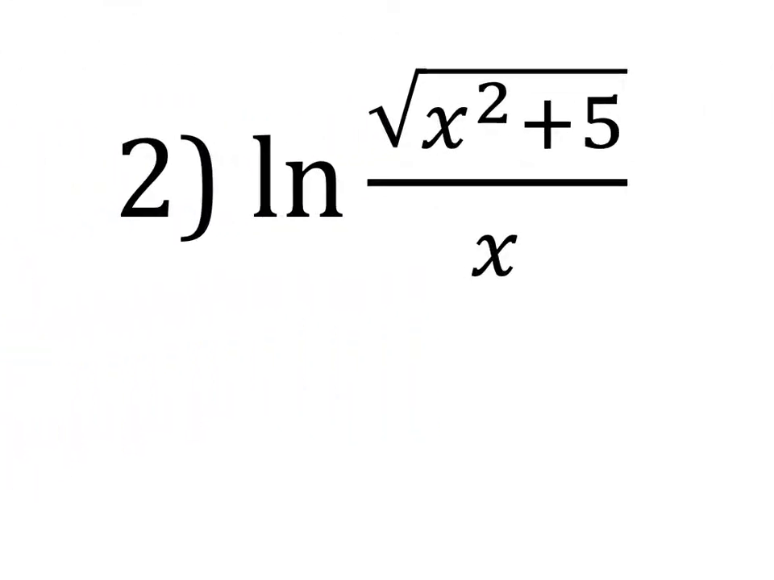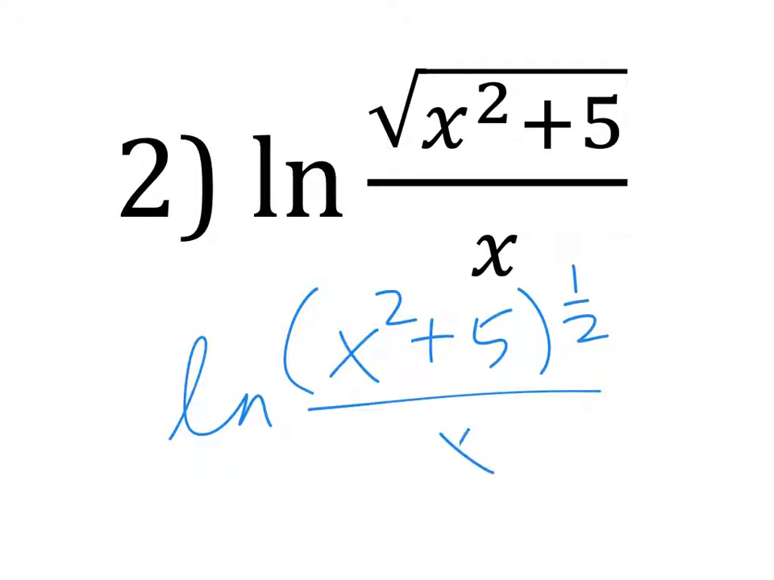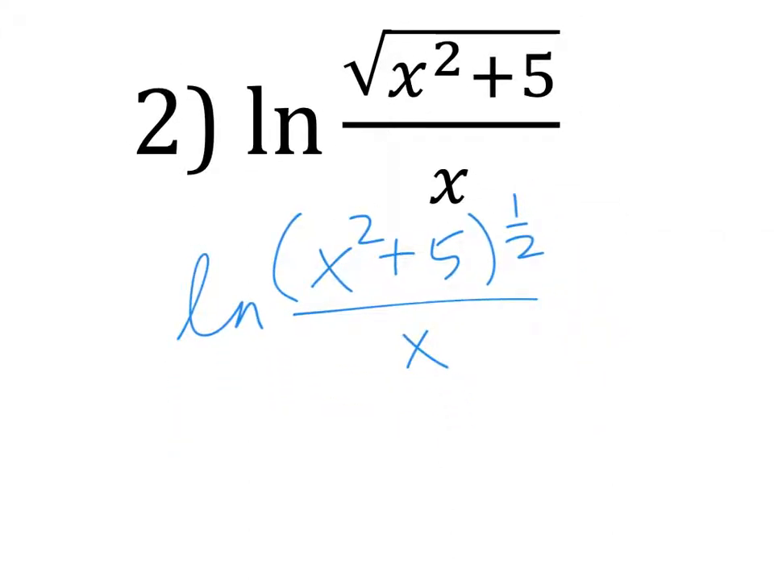Number 2. Natural log of the square root of x squared plus 5, over x. Anytime you see a radical, always change it to a fraction. It's just much easier to work with. Natural log of x squared plus 5 to the 1/2, over x. What should I do? Change it to subtract. How do I do that? Top minus 1. Okay, tell me what to write. Natural log x squared plus 5, to the 1/2.